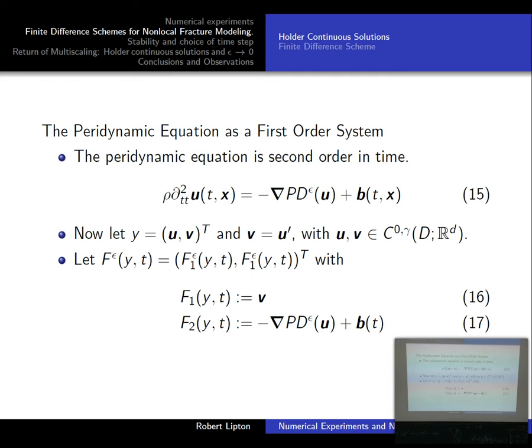As before, it's common when you have two time derivatives to turn this into a first order in time system. So a first order system, where we'll let one component of our vector be the displacement, and the other component be the velocity, where the velocity is the time derivative of the displacement. We'll ask that both of these be in Hölder space. And then we'll turn this into a system, so the second component of the force will be this one, in terms of the displacement, and the first component will be in terms of the velocity.